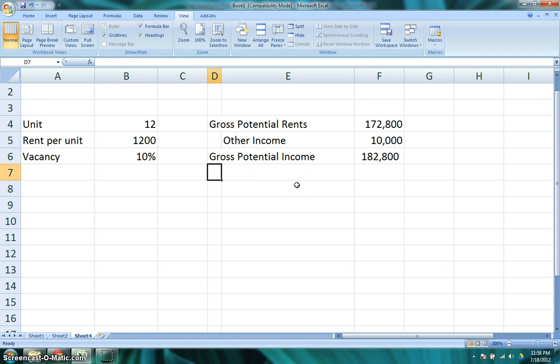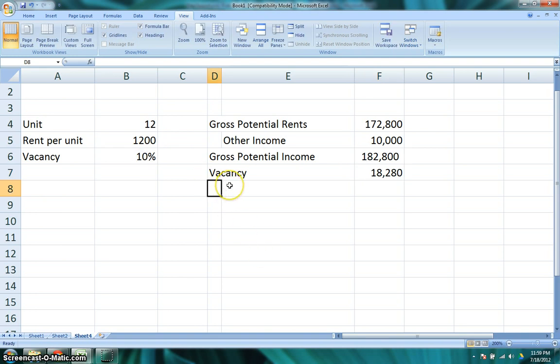And from this, we would have a vacancy. Vacancy means that your property over the year, if it's 10% vacant, it means that 10% of the units over the year are not occupied. So we're going to take this number, multiply it by 10%. That gets us our vacancy.